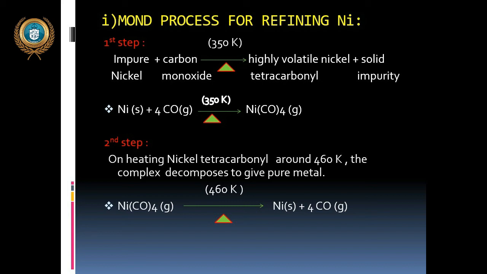Then again the highly volatile nickel tetracarbonyl, around 460 Kelvin if we heat, then it decomposes into nickel and carbon monoxide. So in the equation we are using the carbon monoxide as an agent, right? So with the help of the Ellingham diagram only, they have found the suitable reducing agent.